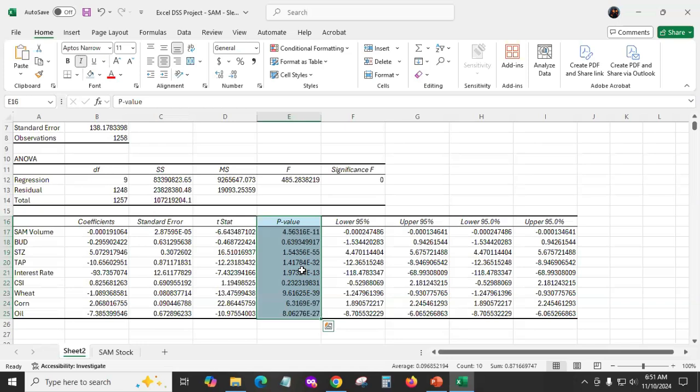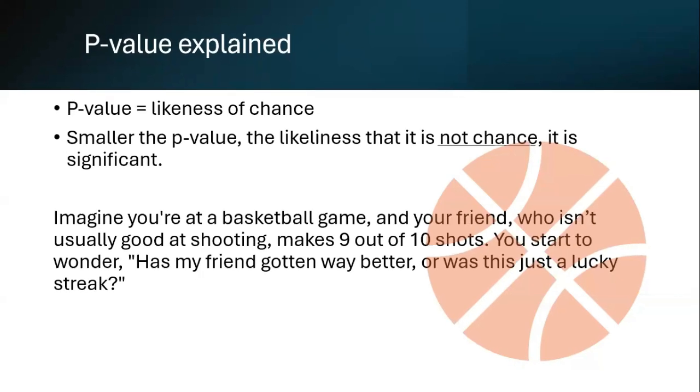So let me explain a little bit further. Imagine you are at a basketball game and your friend who isn't usually good at shooting makes 9 out of 10 shots. And you start to wonder, has my friend gotten way better, or was this just a lucky streak? When you're looking at the p-value, you're looking at the likeliness that what your friend did out there on the court was by chance or random. So the smaller the p-value, the less likely it is chance, and the more significant it is.